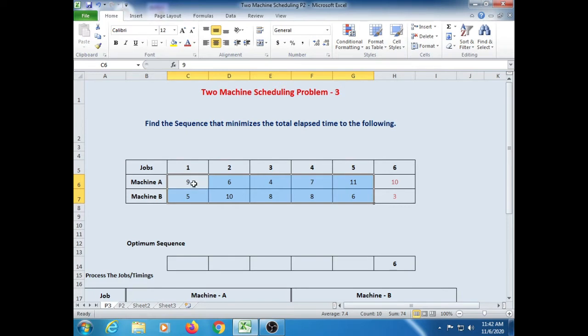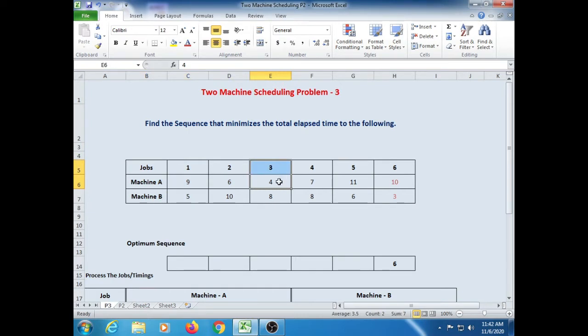The next, among the remaining processing times, we again have to check which is the lowest processing time. Here we have 5 and we have 4, so comparing with 5, 4 is the lowest processing time. And is there any lower processing time? No. So 4 is the lowest processing time among all the processing times, so we have to take the 4 processing time. This 4 processing time is related to machine A, and it is related to job 3.